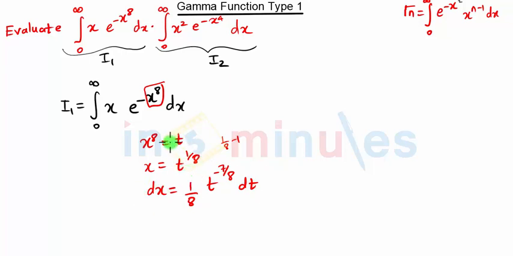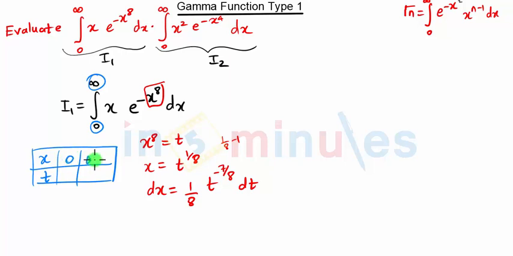Now we have substituted x raised to 8 equal to t, so our limits of integration will also change. So we have new limits. Here we write the old variable which is x and the new variable which is t. Old variable is from 0 to infinity. So when we put x equal to 0 in this, we get t also 0. When we put x equal to infinity, we get t also infinity. So after doing all this, we substitute all these things in this equation.